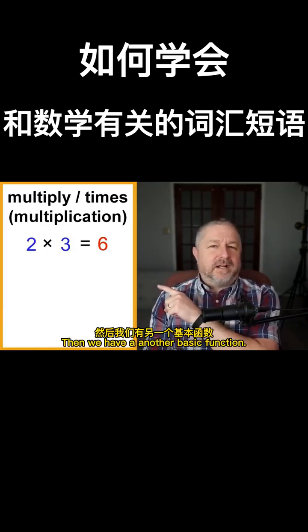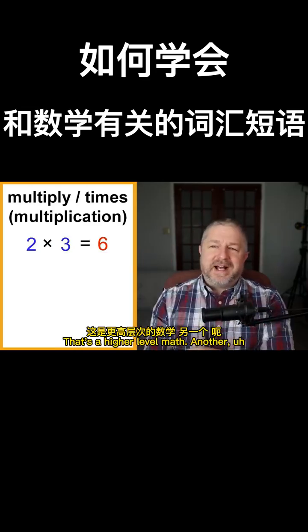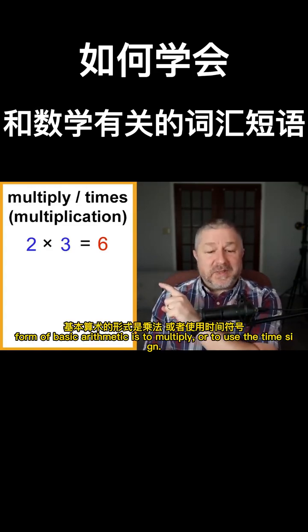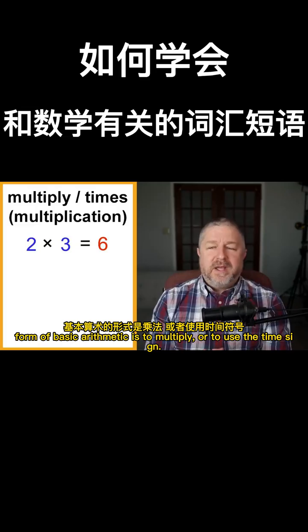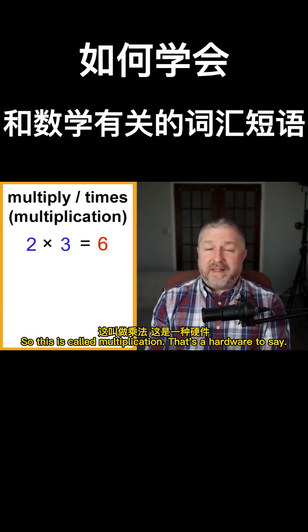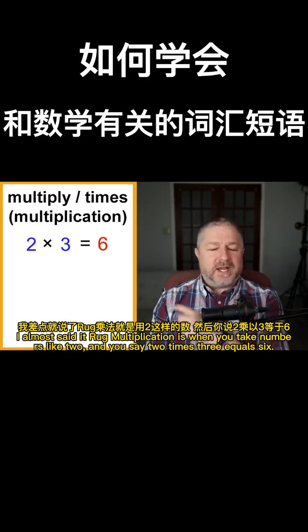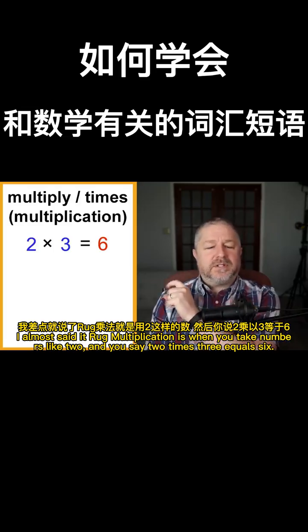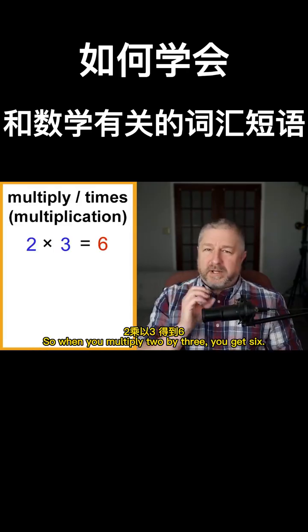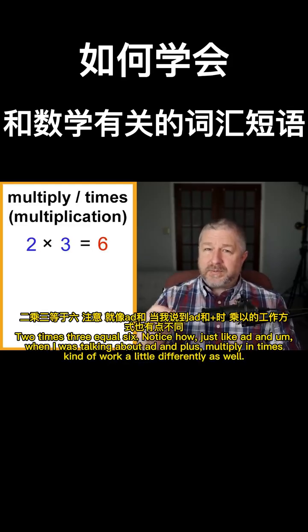Then we have another basic operation. Sorry, I shouldn't use the word function. That's a higher level of math. Another form of basic arithmetic is to multiply, or to use the times sign. So this is called multiplication. That's a hard word to say. I almost said it wrong. Multiplication is when you take numbers like 2 and you say 2 times 3 equals 6. So when you multiply 2 by 3, you get 6. 2 times 3 equals 6.